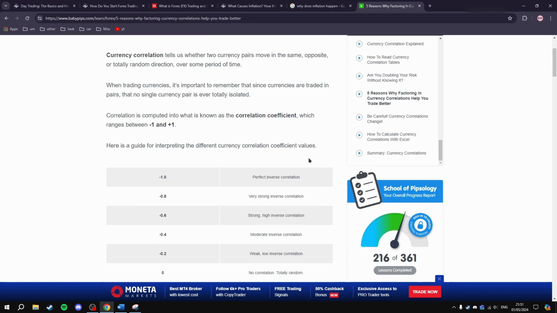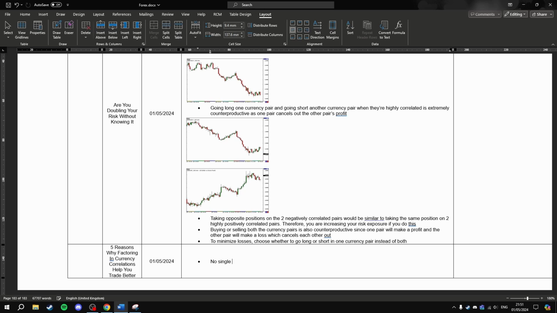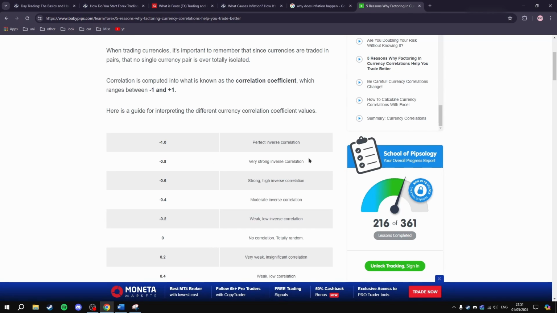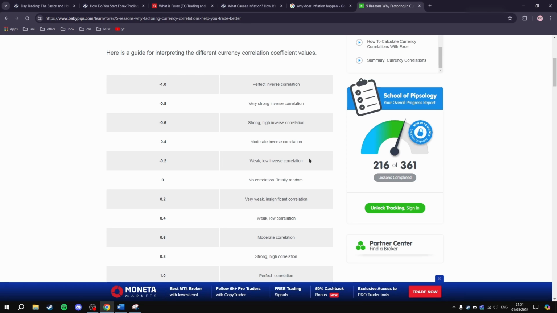Currency correlation tells us whether two currency pairs move in the same, opposite, or totally random direction over some period of time. When trading currencies, it's important to remember that since currencies are traded in pairs, no single currency pair is ever totally isolated. Correlation is computed into what is known as the correlation coefficient, which ranges between -1 and +1. Here's a guide for interpreting the different currency correlation coefficient values.